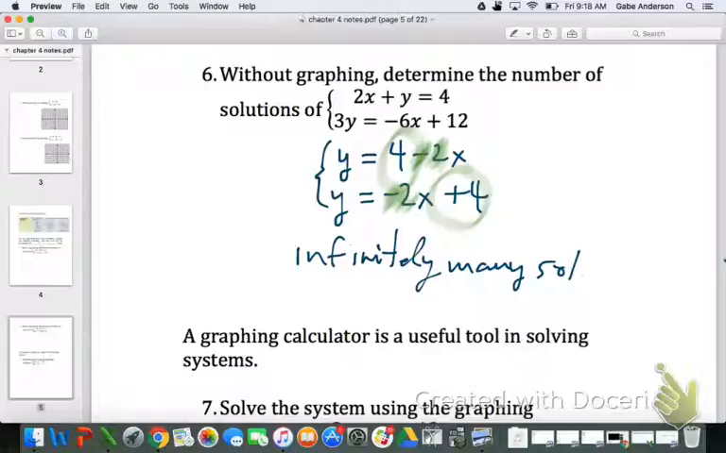Okay, will you guys get out your graphing calculators? We're going to take a look at our final example here, number 7. I don't know if mine is a graph. It is. That's definitely a graphing calculator. Okay. Yeah, you do like the y equals.